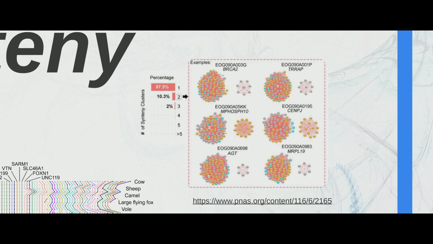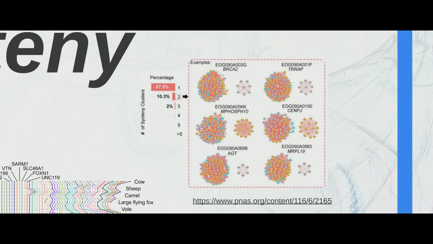Right, so they're like rebel genes. In some genomes, they're together, and in other genomes, they're with a different set of friends. And this picture is showing you examples of these genes that are in two clusters. And so BRCA2, for example, in some set of mammals, it's in this small syntenic cluster, and in another set of mammals, it's in this larger syntenic cluster. And here's a few other examples.